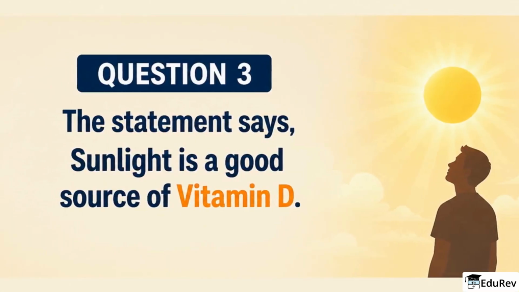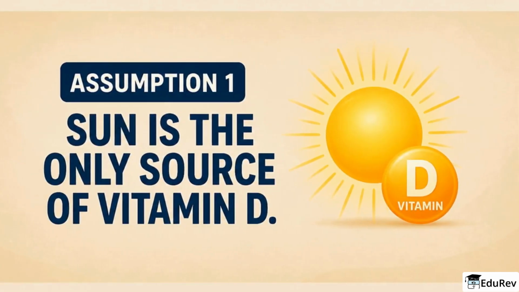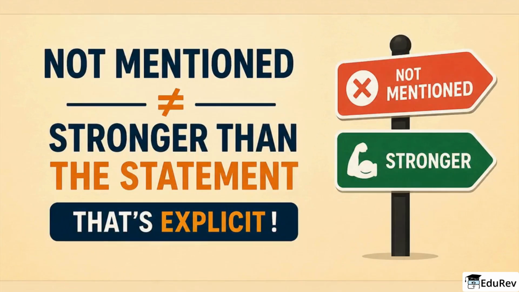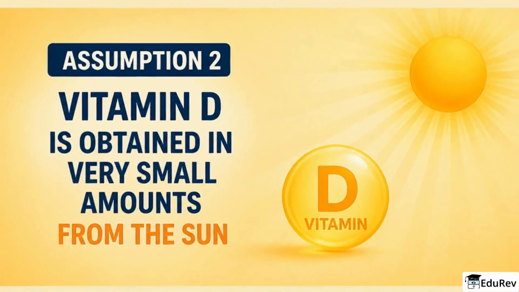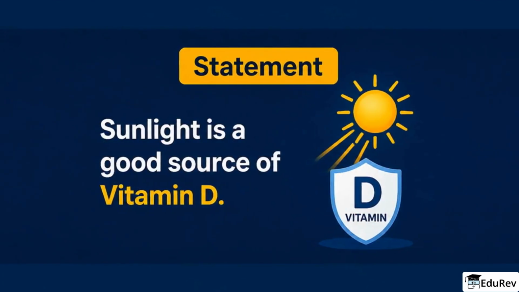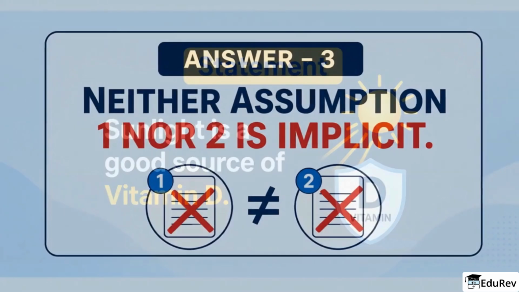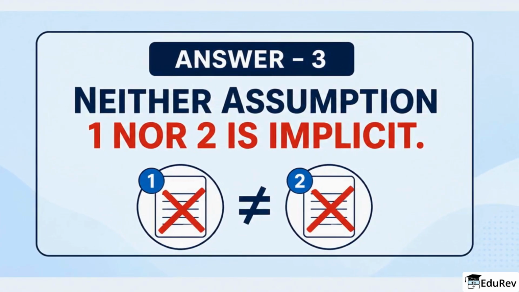Question number 3. The statement says, sunlight is a good source of vitamin D. Assumption 1 says, sun is the only source of vitamin D. This is not mentioned and is stronger than the statement, so it is explicit. Assumption 2 says, vitamin D is obtained in very small amounts from the sun. This contradicts the idea of sunlight being a good source, so it is explicit. Answer for question 3. Neither assumption 1 nor 2 is implicit.